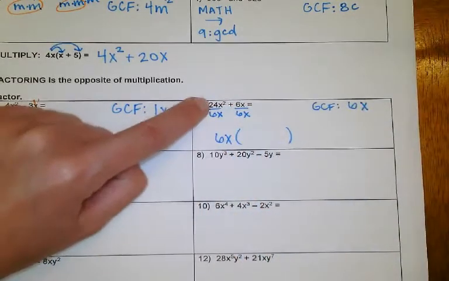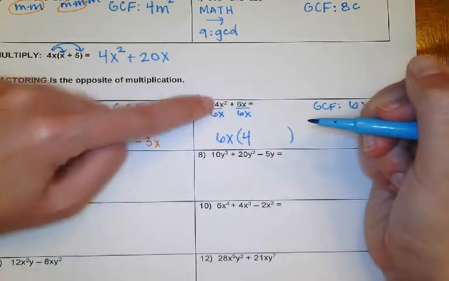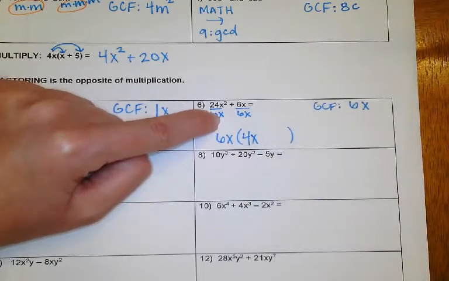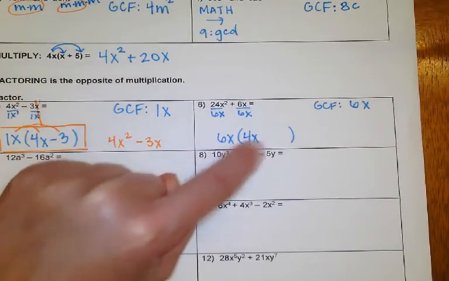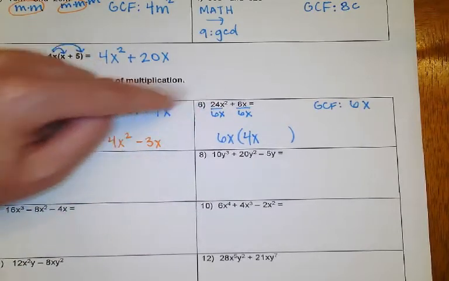Okay, so 24 divided by 6 is 4. I had 2 x's. I took 1 out, so there's still 1 left. These two, if I multiply them together, would give me the 24x squared that I started with.